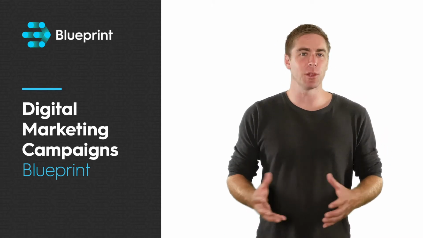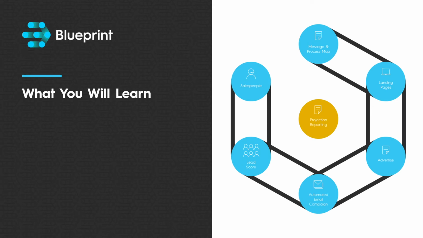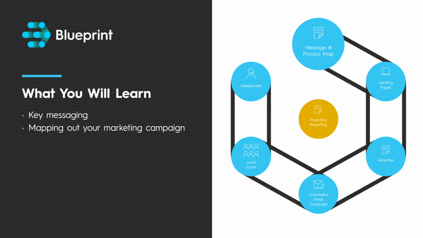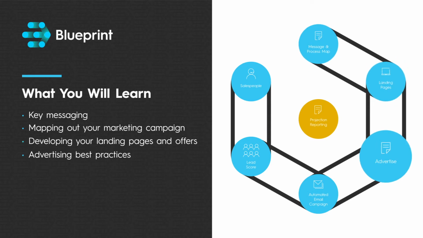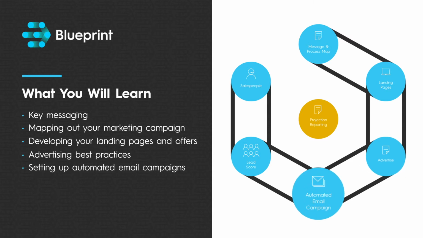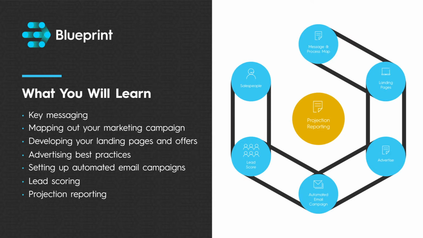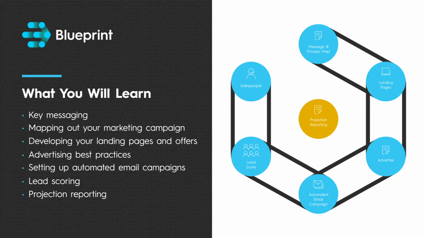In this video, you will learn about digital marketing campaigns. Here's what we will cover. You're going to learn about key messaging, which is the first step in developing your digital marketing campaign. We're then going to map out your marketing campaign, develop your landing pages and offers, discuss advertising best practices, look at setting up your automated email campaigns, discuss lead scoring, and projection reporting. These are the different components that make up the blueprint of your digital marketing campaigns.